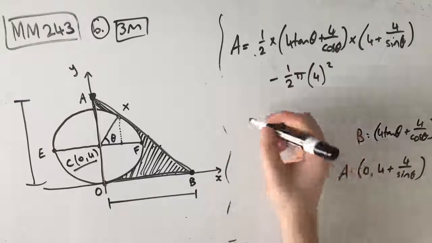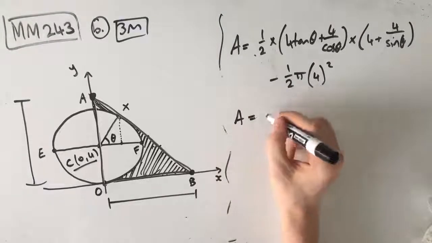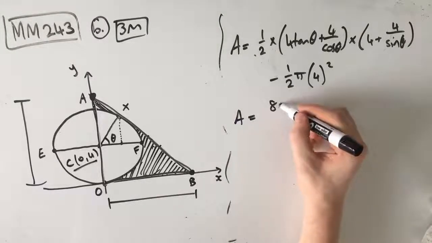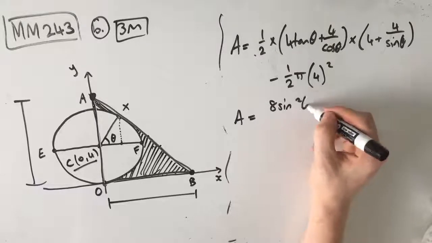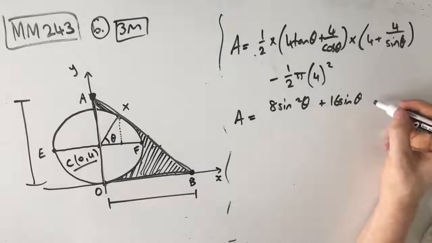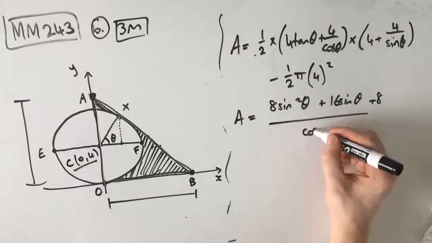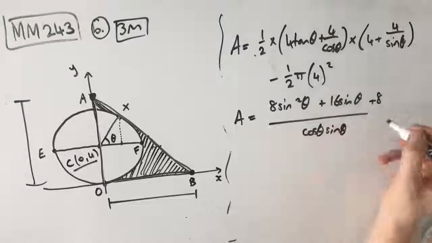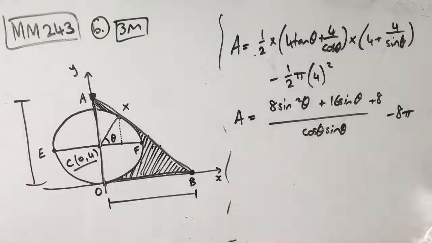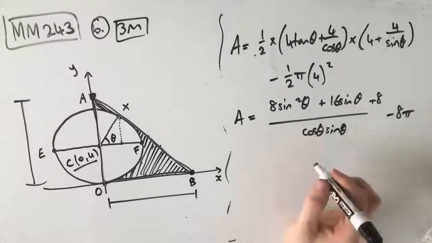From here, we can expand this out, and we get area is equal to 8 sine squared theta plus 16 sine theta plus 8 over cos theta sine theta minus 8 pi. So this is our area formula based on all of this. And you can plug this into your CAS and get a clean answer. Just plug that in and it'll give you something like this.